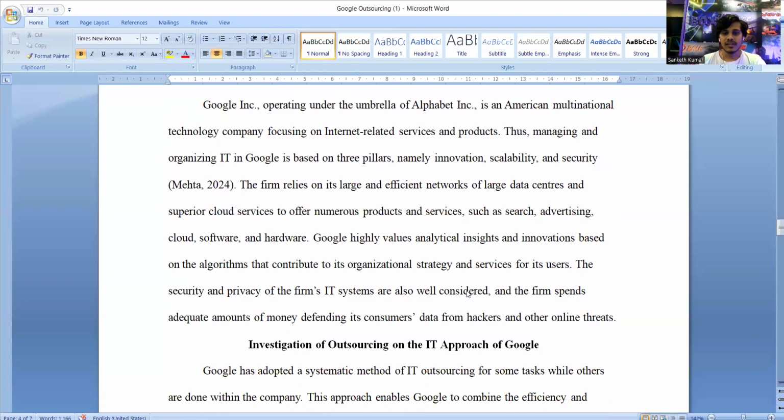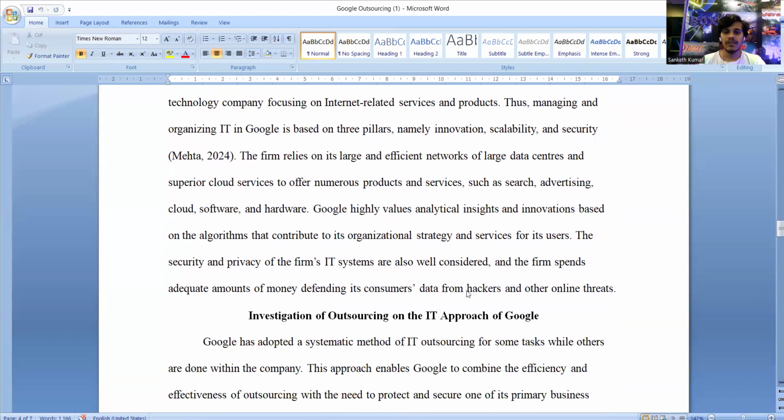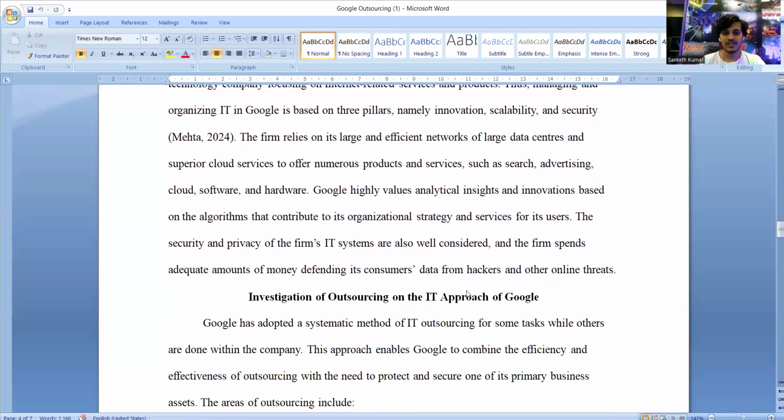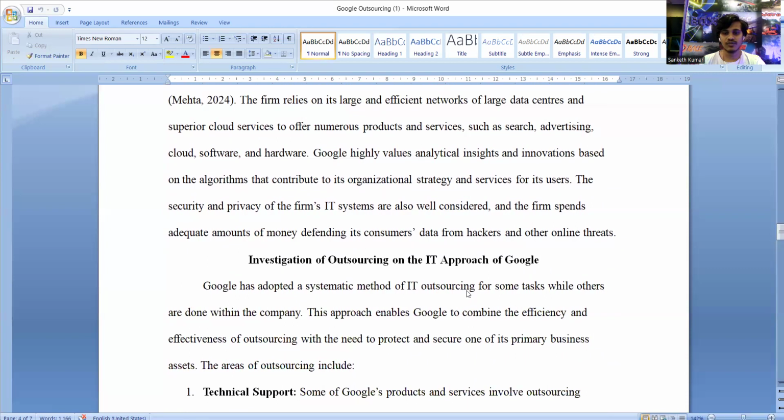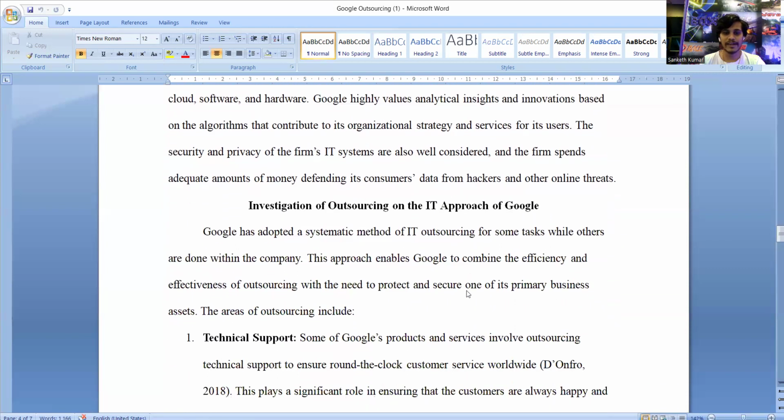The firm relies on its large and efficient network of data centers and superior cloud services to offer numerous products and services such as search, advertising, cloud, software, and hardware. Google highly values analytical insights and innovations based on algorithms that contribute to its organizational strategy and services for its users. The security and privacy of the firm's IT systems are also well considered, and the firm spends an adequate amount of money defending its consumers' data from hackers and other online threats.